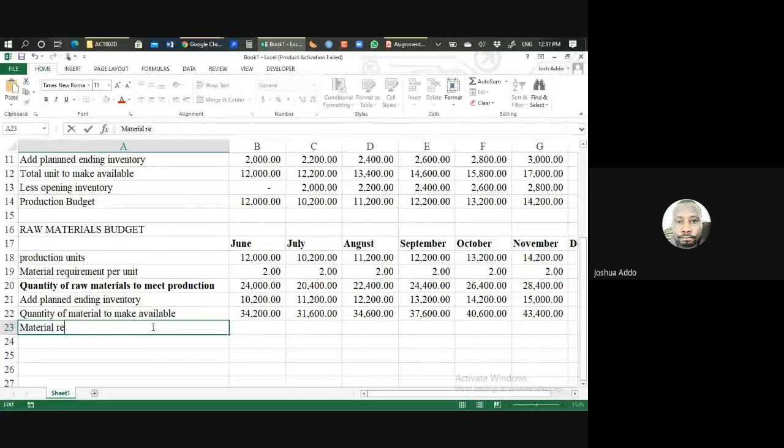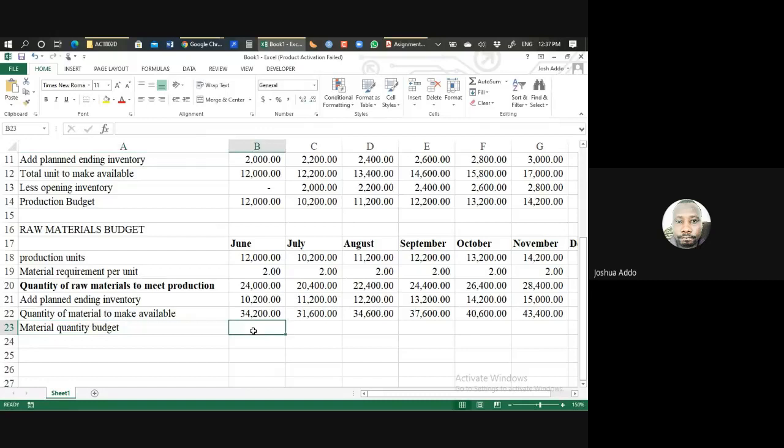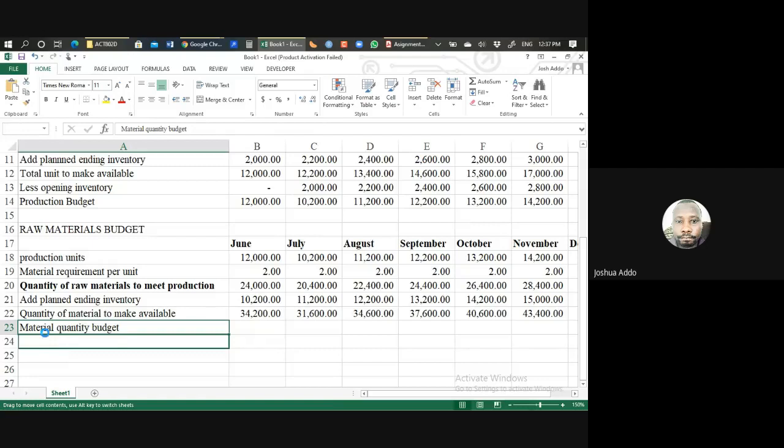So we will have our material quantity budget. Material quantity budget is also referred to as materials requirement budget. It's just the units. So materials, let me call it quantity. That's more explanatory. Materials quantity budget is the quantity of materials to make available, this one, minus what we already have available. So it means we should have less opening inventory of raw materials.